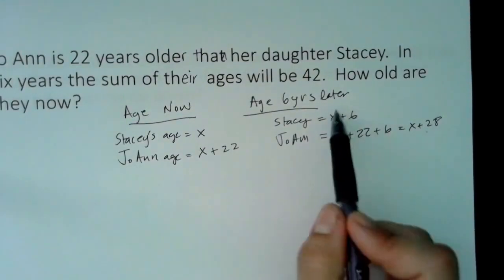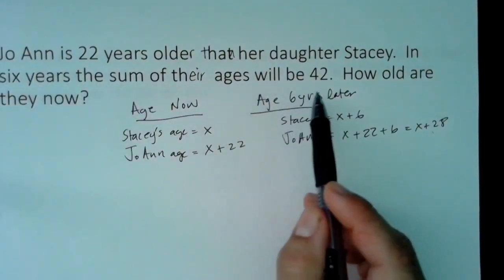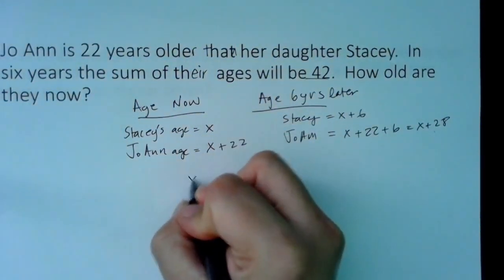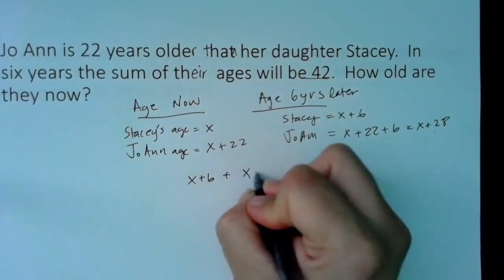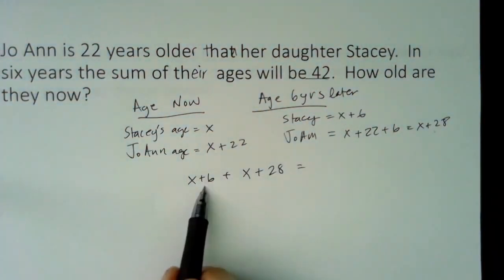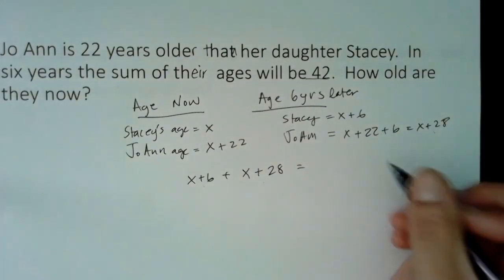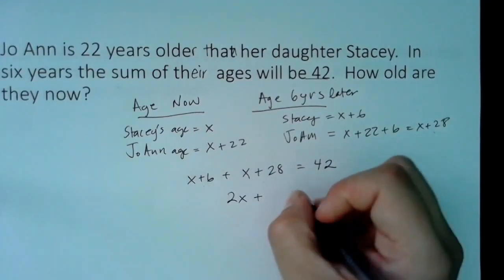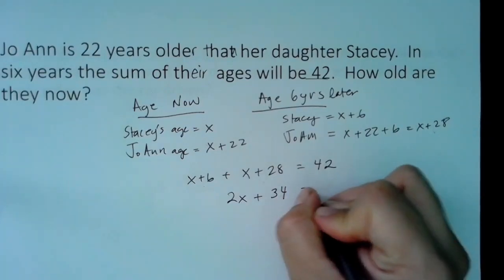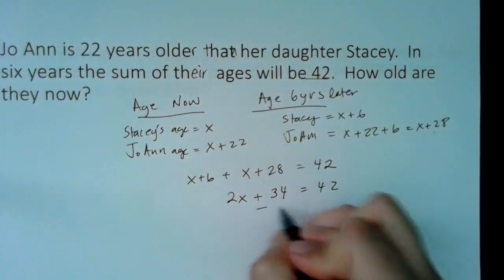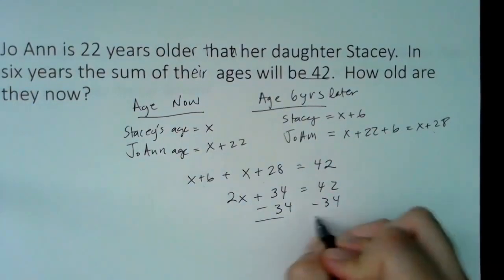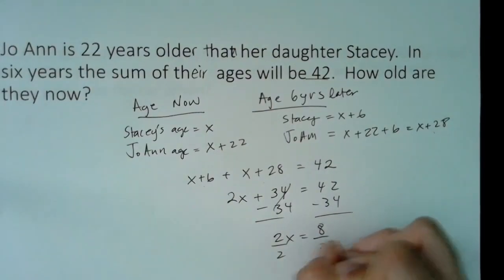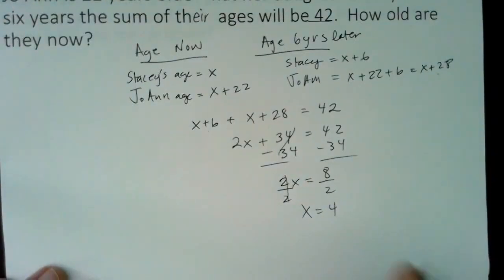So this is their age 6 years from now, and the sum of their ages will be 42. So you just take these 2 and add them together, okay? So x plus 6 plus x plus 28, right? Together it's 42. So then, like terms, 2x plus 34 is equal to 42. Subtracting from both sides, we get 2x is equal to 8, and then divide by 2, we get x is equal to 4. So that's Stacy's age.